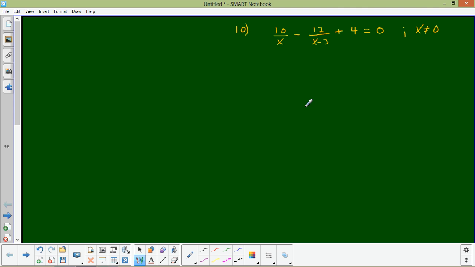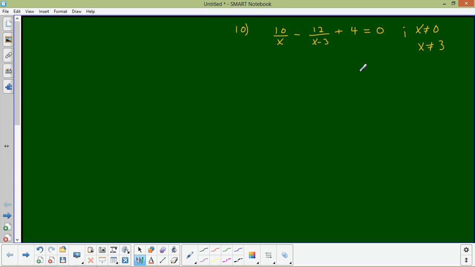X cannot be 0. If X is 0, this term right here becomes undefined. All right, blows it out of the water. And X cannot be 3. So further, if we actually solve this and get one of those answers, we're going to know right away that that can't be an answer.